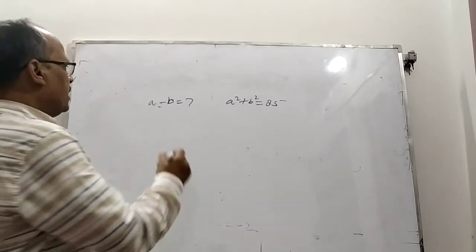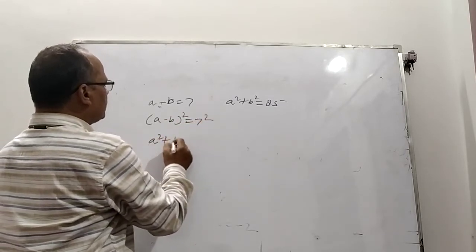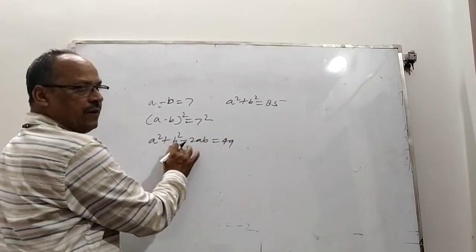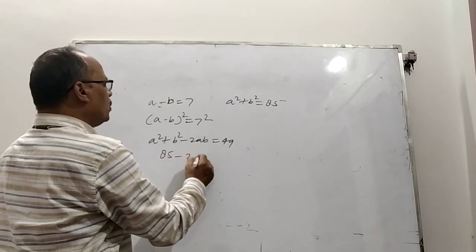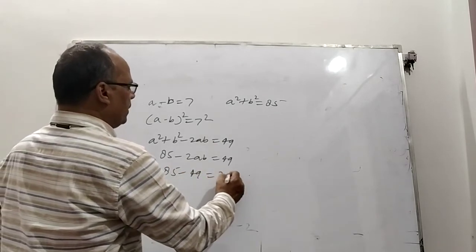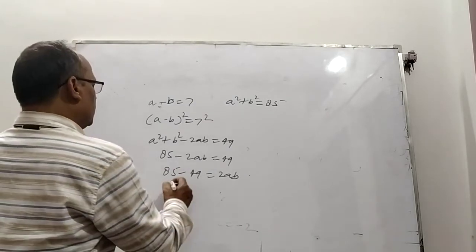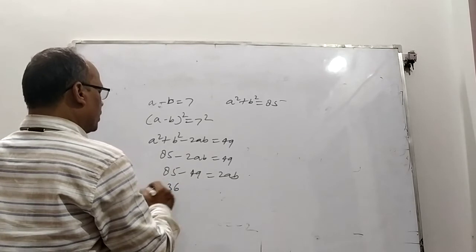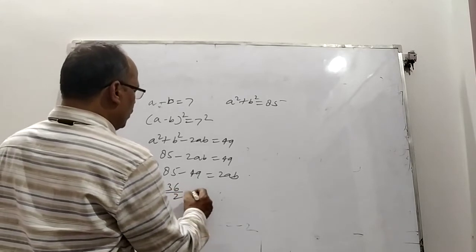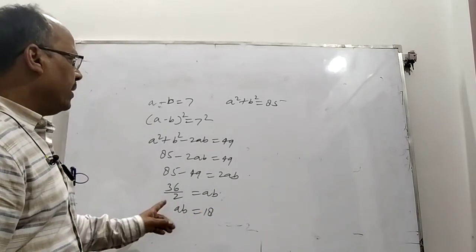Then squaring on both sides, A square plus B square minus 2AB equal to 49. This value is 85. So 85 minus 2AB equal to 49, or 85 minus 49 equal to 2AB. Or this value will be 36, divided by 2 equal to AB, so AB equal to 18. Clear? AB we have got.